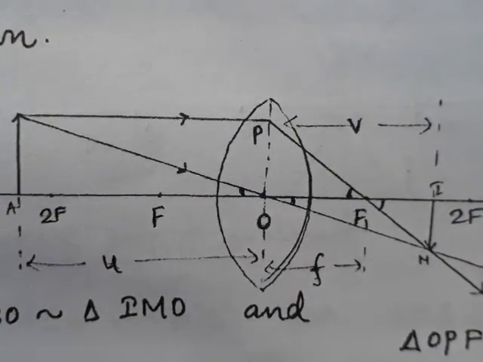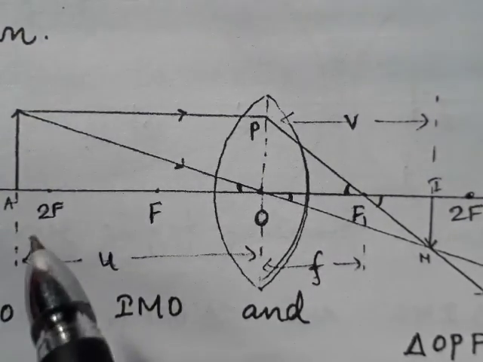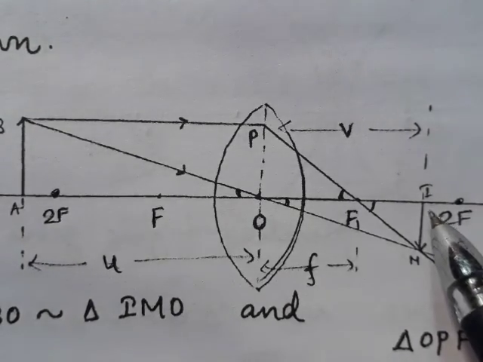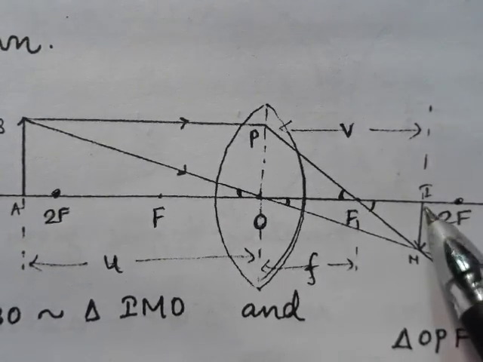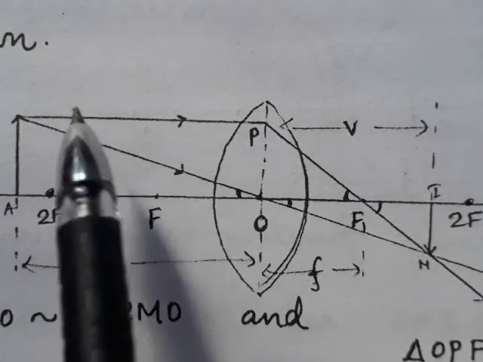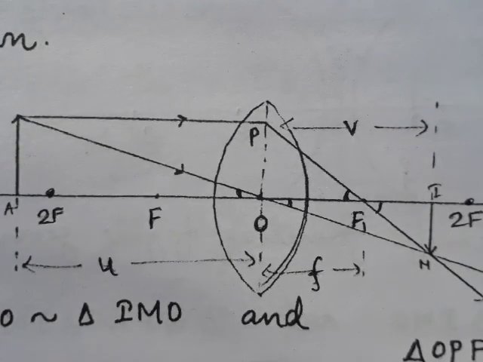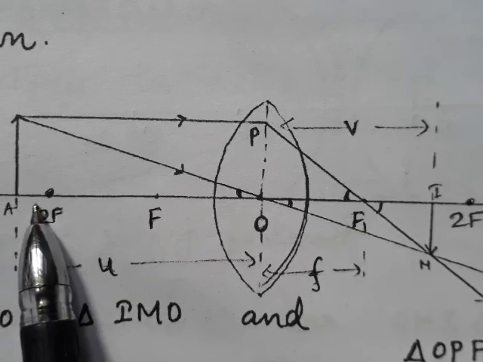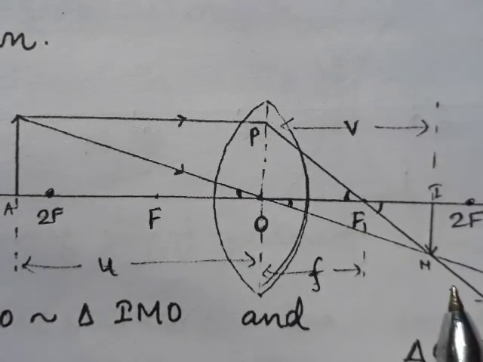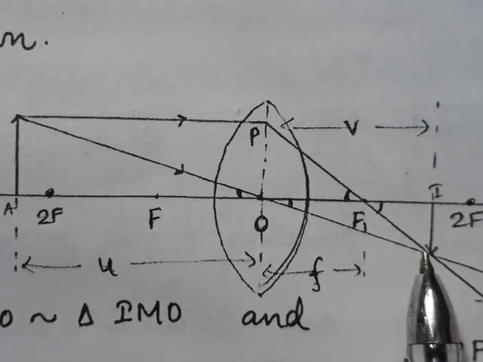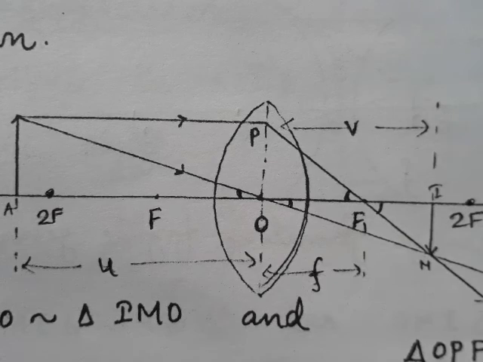Here is a 2f. We have kept the object beyond 2f. Object is beyond 2f, which means the image will be between f and 2f. So that is where your image is here. Now, we have studied already how to get the image formation here. We have considered two rays. One is a ray parallel to the principal axis, which after refraction passes through the principal focus. Second is the ray passing through the optical center, creating an image. This we have already studied.